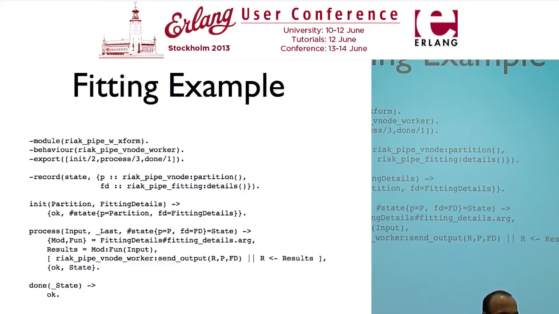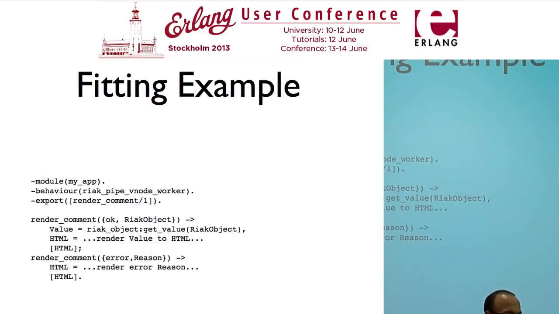The details we passed in the init also include a handle to the next stage, so all of that hashing is done automatically again. And the final function that a fitting needs to implement is just done. So as soon as done returns, we know we can shut down the worker. So done could send more outputs, or it could close files, or anything like that. But the important thing is you're about to shut down, finish up.